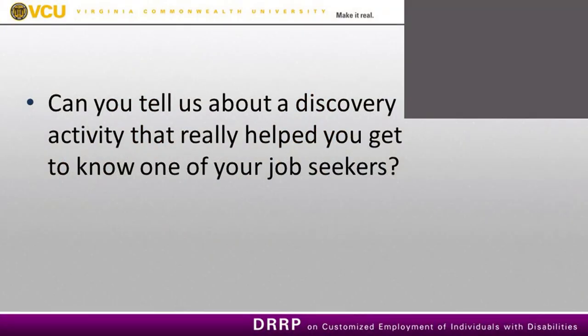Caitlin, can you tell us about a discovery activity that really helped you to get to know one of your job seekers? Yes, so a discovery activity that I got to know my job seeker, Robert, was really important because I had to build up a lot of trust and rapport with him. So we started with a discovery activity at the Science Museum. He's a physics major at VCU, and I really wanted to learn more about what type of science he was interested in. And this discovery activity allowed me to find out more about that.